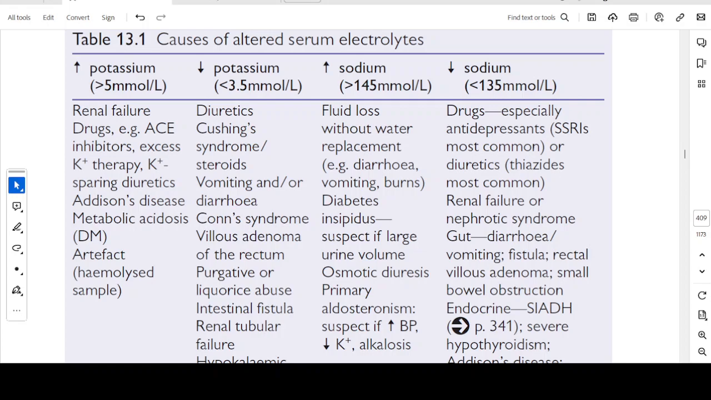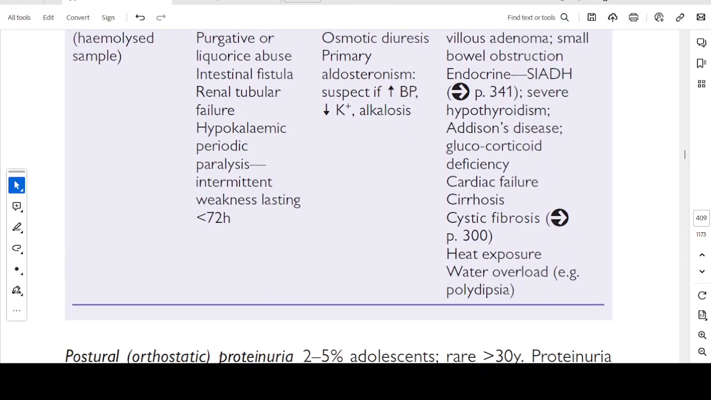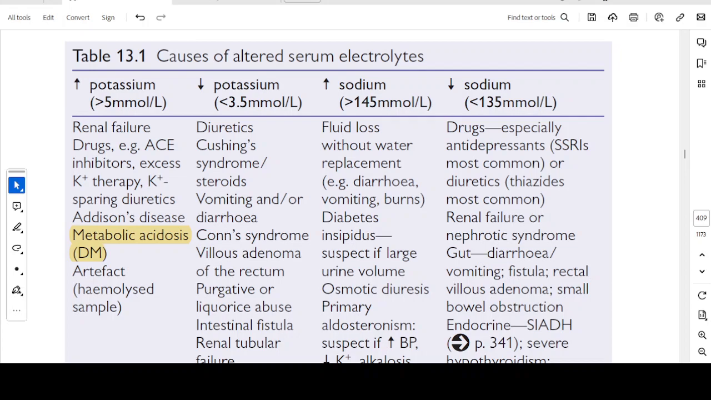Potassium sparing diuretics, Addison's disease, hyperkalemia, metabolic acidosis, as in diabetes mellitus. Artifact: a hemolyzed sample will show hyperkalemia. This table only represents causes.